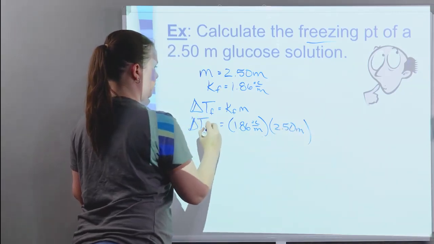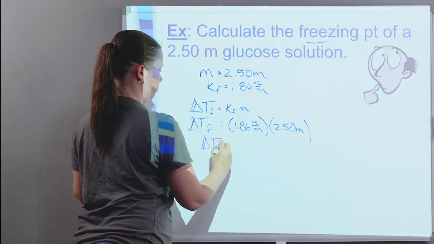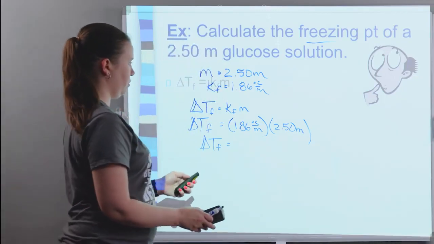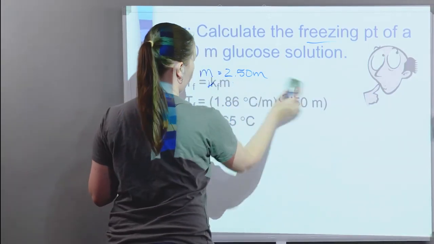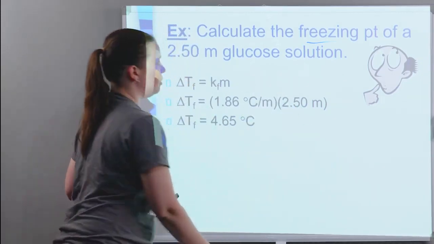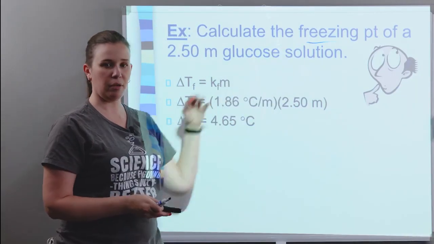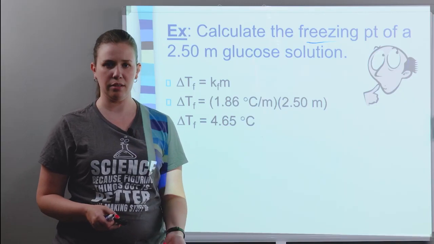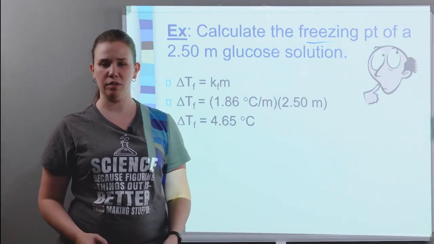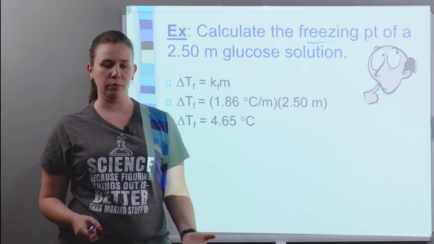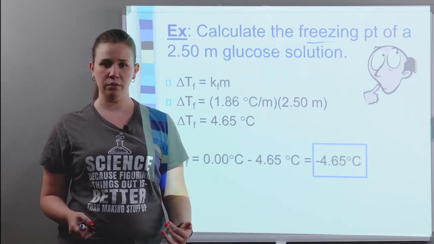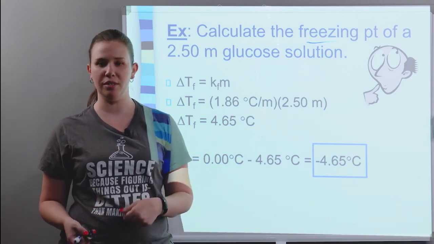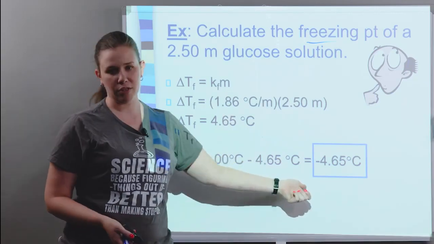So what is my delta TF then? How far below freezing is that? 1.86 times the 2.50. So that is 4.65. So does that mean that this solution would then freeze at about 5 degrees Celsius? Well, no. We know that water won't freeze till at least 0 degrees Celsius, and then a solute would make it freeze at an even lower temperature. It's the normal freezing point of water, 0. And so if we find that much lower than 0, it would be negative 4.65 degrees Celsius. So essentially it's the negative answer because you're going below 0.